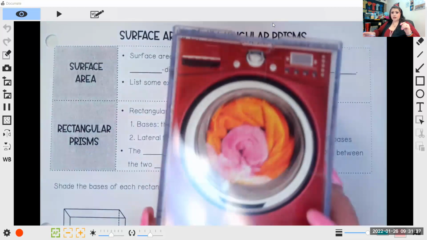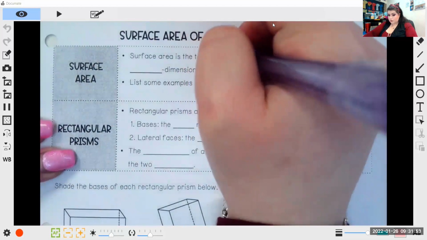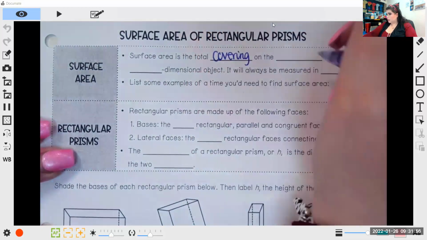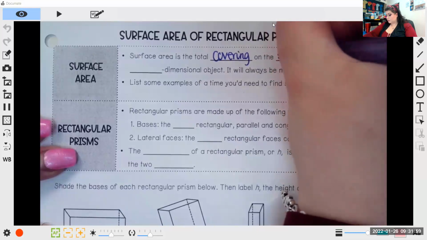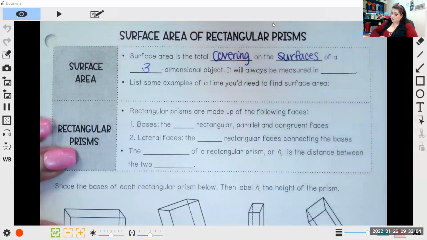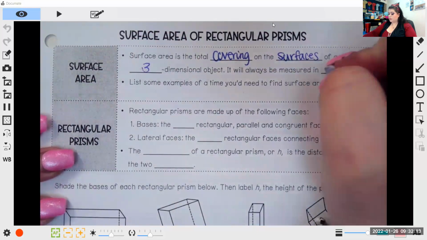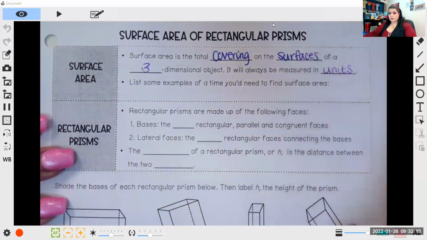We're going to now see, okay, well, I want to go all the way around it. I want to find out the area of the surface, and that's what we call surface area. The surface area is the total covering on the surfaces of a three-dimensional object.